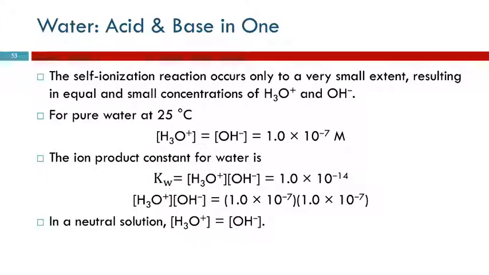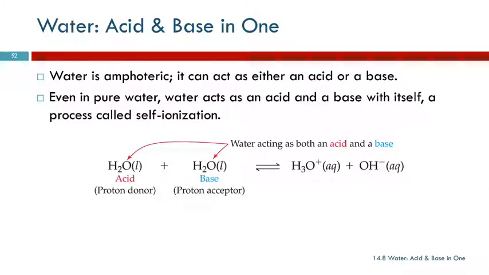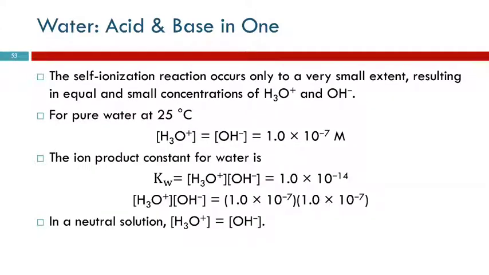So when we look at this equation, that means that we have very small concentrations of hydronium and hydroxide ion in pure water. Very, very small. In pure water, those concentrations are 10 to the minus 7th molar. 1 times 10 to the minus 7, 0.0000001 moles per liter. Very small. The concentrations are equal because when the self-ionization occurs, for every one hydronium ion, you get one hydroxide ion.